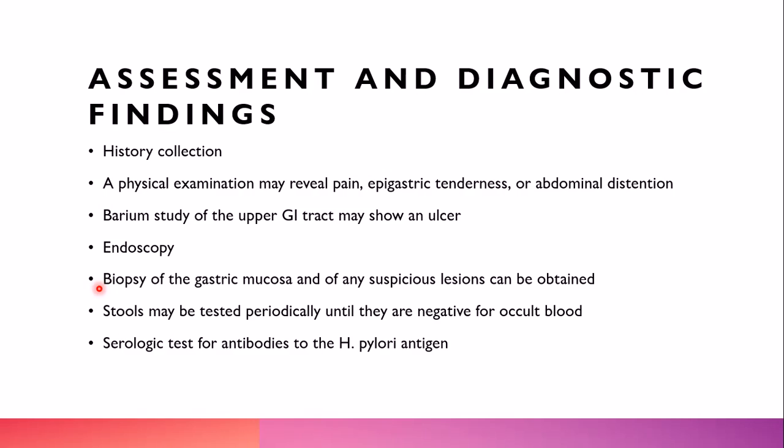Then stools, we have to send the patient's stool sample for occult blood examination. In case of duodenal ulcer, usually we send a stool sample for the test. Then a serologic test we have to perform to see the antibodies of Helicobacter pylori antigen, because if it is because of Helicobacter pylori bacterial infection, then we have to perform this blood test to find out the antibodies' presence in the body or in the blood. So this is about diagnostic findings and managements.